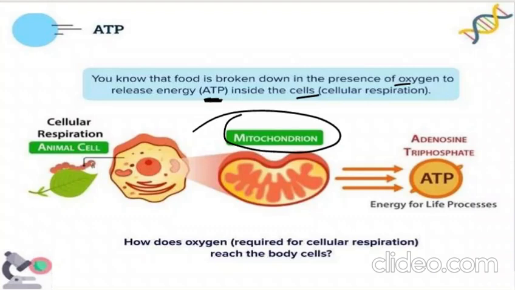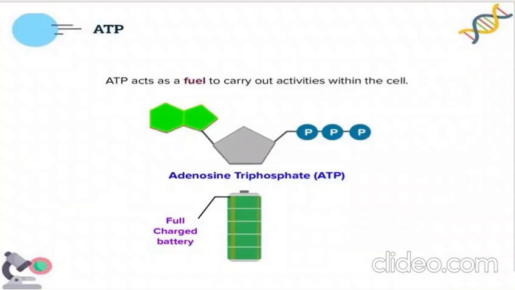We studied the whole process before, and in that, mitochondria produces ATP, adenosine triphosphate, for the energy of life processes. But the question comes, how does oxygen, which is required for cellular respiration, even reach the cells of the body? Basically, ATP acts as a fuel to carry out activities within the cell. Whatever activities are there within the cell, ATP helps to do that. And if there is ATP in good amount, you are fully charged.